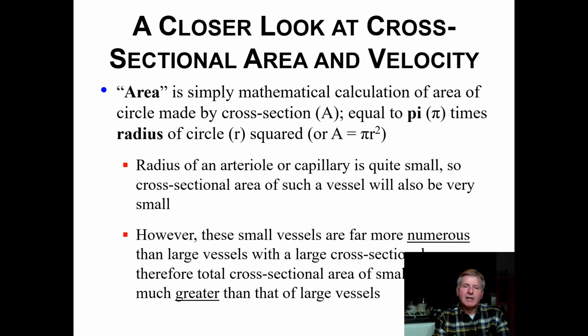Area, we define as a mathematical calculation of the area of a circle made by the cross-section: A for area equals pi times the radius of a circle squared, or A equals pi r squared, as you remember from your high school days. So the radius of an arteriole or a capillary is quite small, so the cross-sectional area of a small vessel will also be small. But remember, those small capillaries are far more numerous than your larger vessels with a larger cross-sectional diameter. Therefore, your total cross-sectional area of your smaller vessels is much greater than that of your larger vessels.